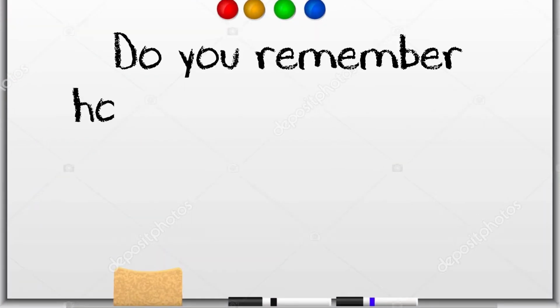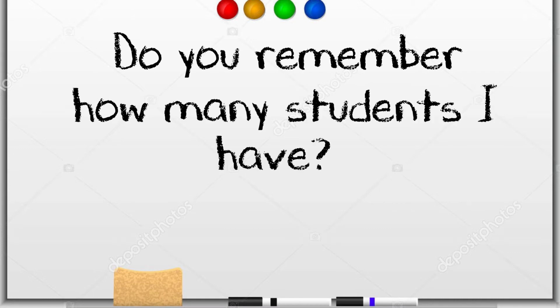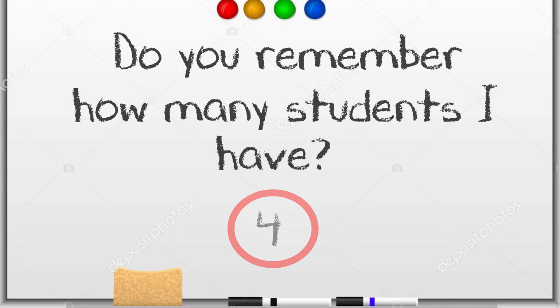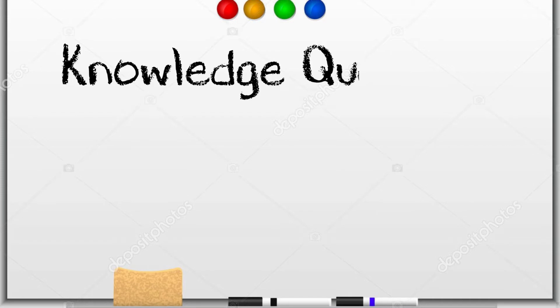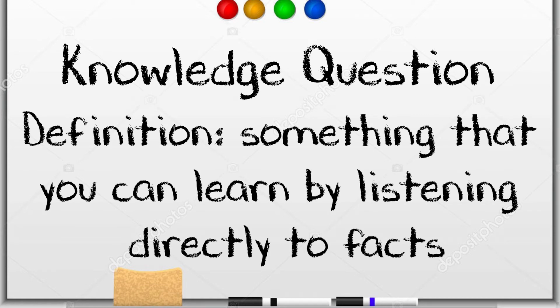Do you remember how many students I have? The answer is 4 students. That's an example of our first Bloom's taxonomy question type, a knowledge question. It's something that you can learn by listening directly to facts.